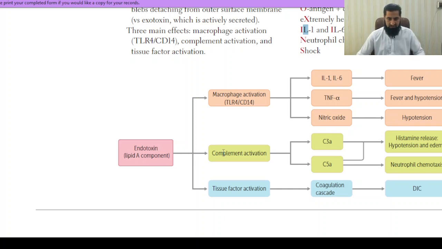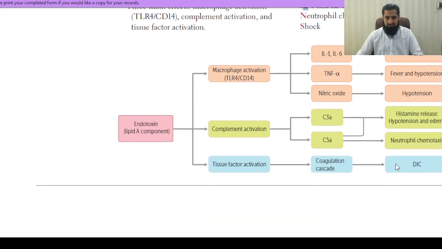Endotoxin can also lead to complement activations like C3a and C5a. C3a help in histamine release and hypotension and edema, while C5a also histamine release, hypotension and edema, and also causes neutrophil chemotaxis. Endotoxin also activate tissue factor and tissue factor cause coagulation cascade which lead to disseminated intravascular coagulation.